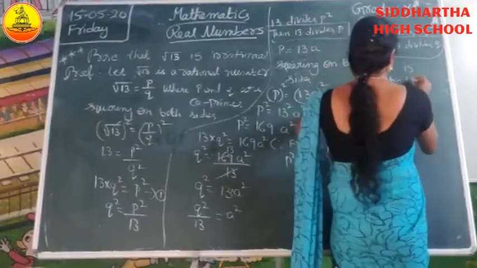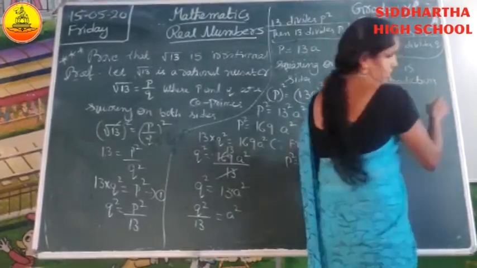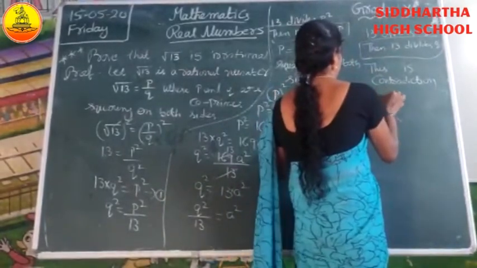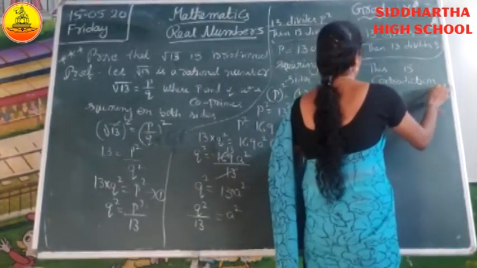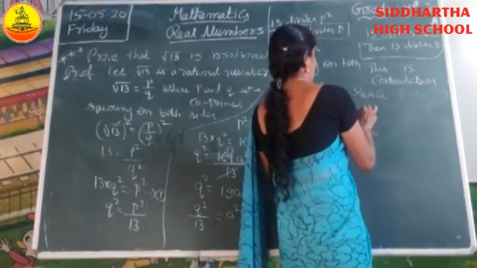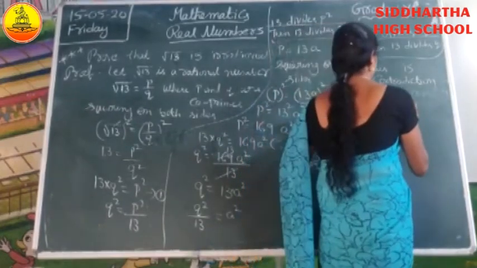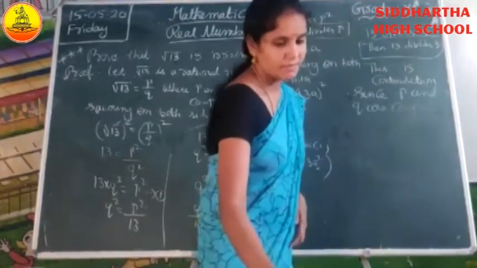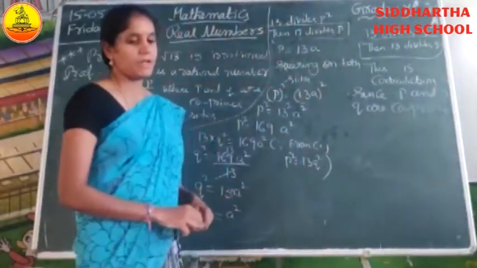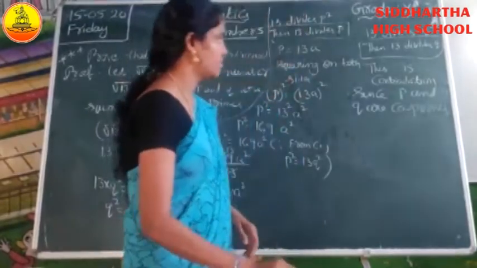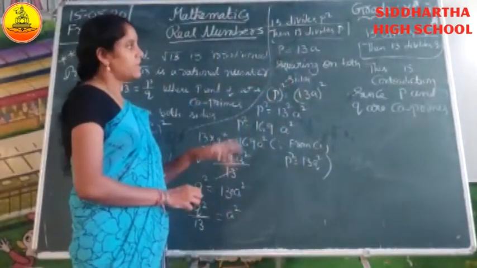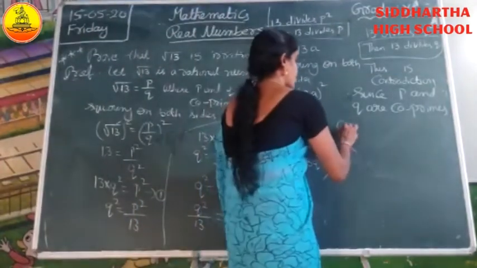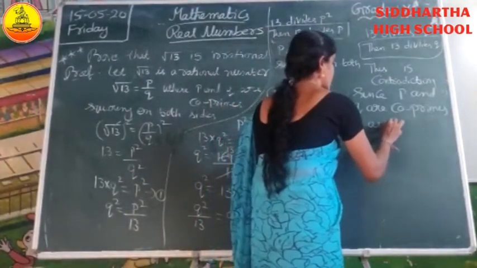Why is this a contradiction? This is a contradiction because p and q are co-primes. That's why they should not be divisible in any table. But here we got both are divisible in the 13 table. Our assumption is wrong. What we thought is wrong.